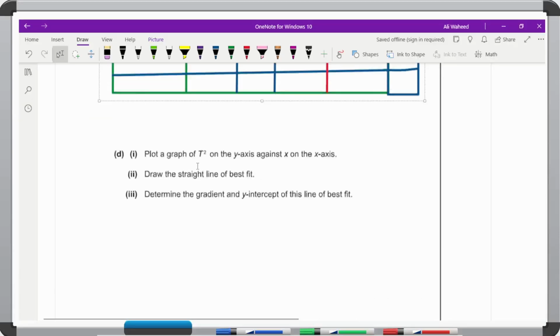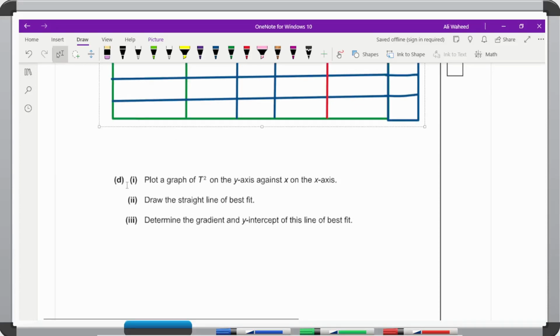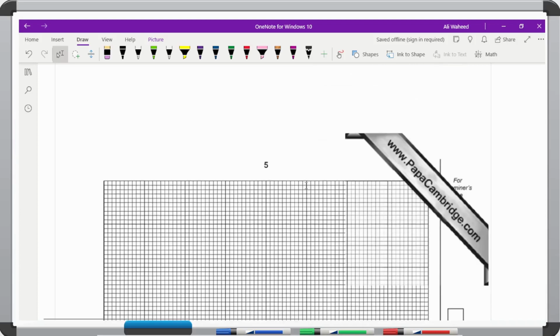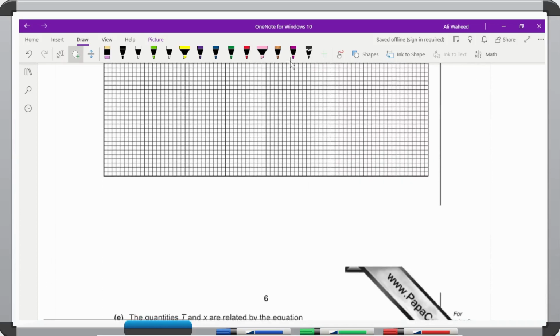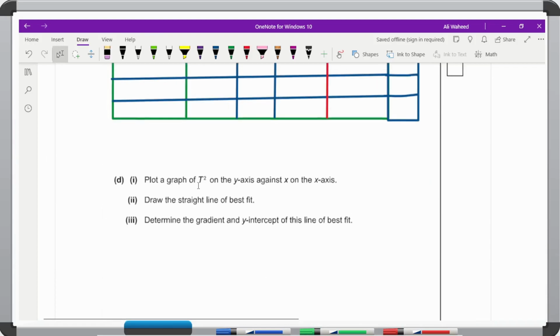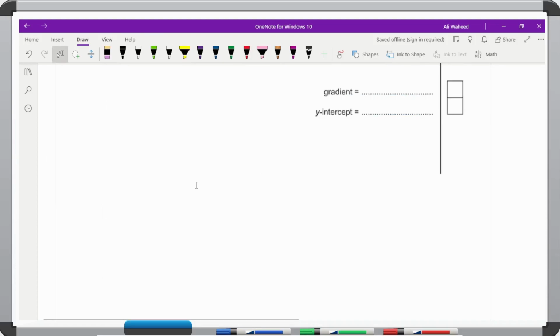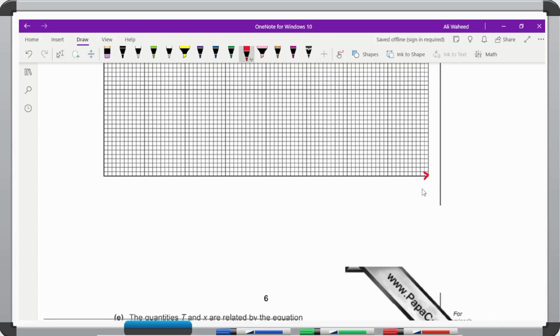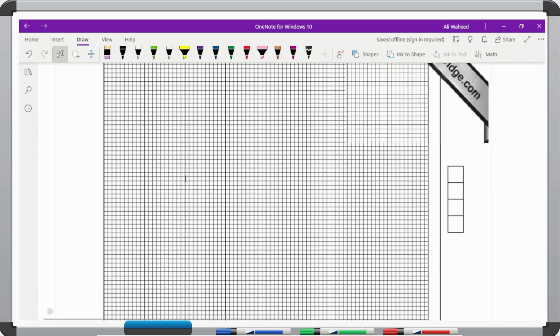Alright everyone, so now let's move on to the next part, which is part D of question number 1. The first one says, plot a graph of T square on the y-axis against x on the x-axis. The very first thing that you do is you label the axis, like we do in O levels, IGCSE, in ADP. They have told you to represent T square on the y-axis and x/centimeter on the x-axis.